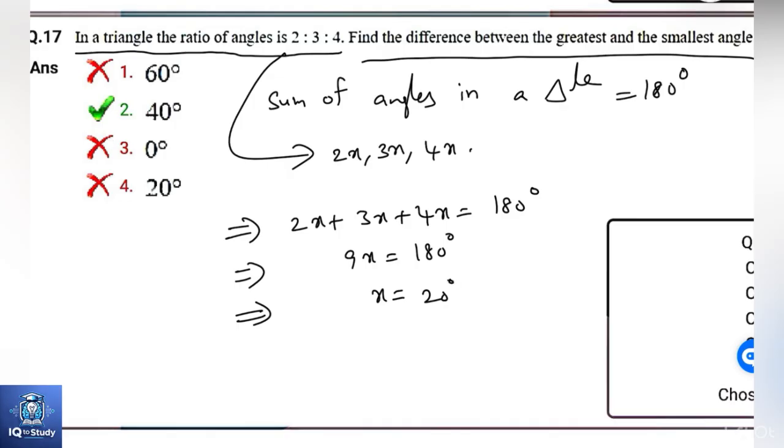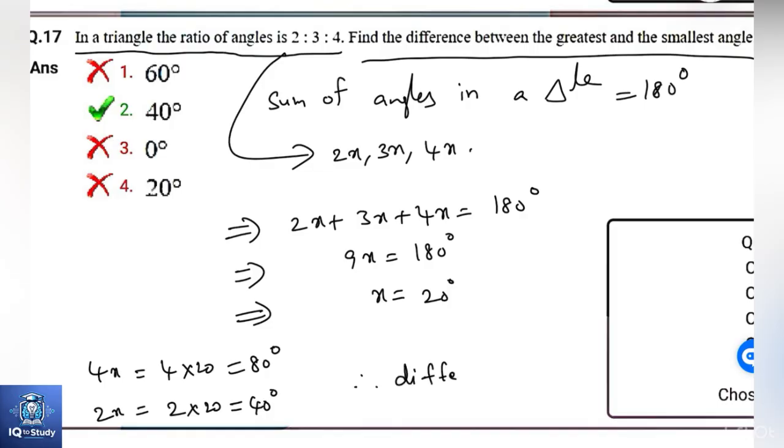Here the greatest angle is 4x, which means 4 into 20, that is 80 degrees, and the smallest one is 2x, so 2 into 20 is equal to 40 degrees. So difference is equal to 80 degrees minus 40 degrees, which is equal to 40 degrees.